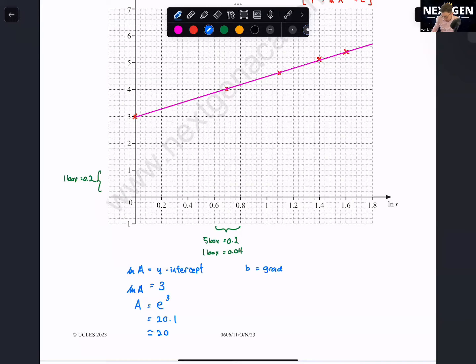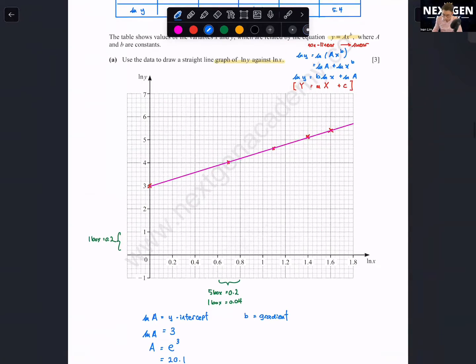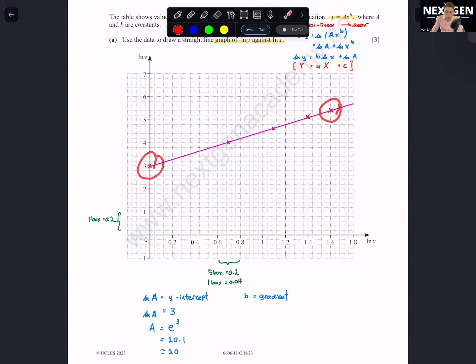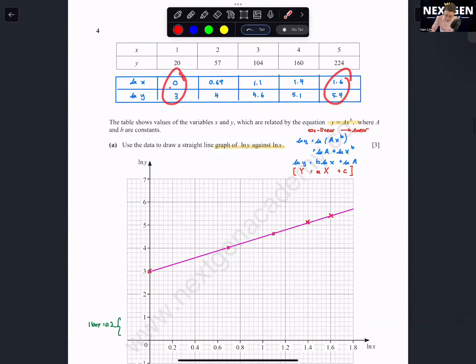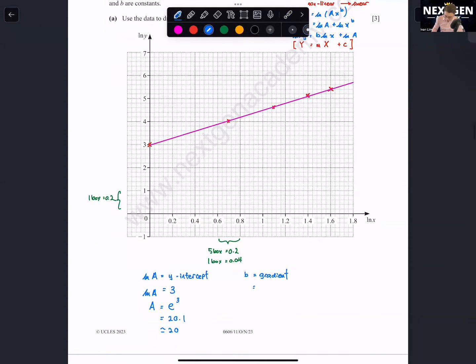The value of b is your gradient. For me, I won't go and find a new point because you look at the points here, it passes through. I will assume that if I draw it out accurately, it passes through all the points. What I'll do is just take the first point and the last point, then put into the formula y2 minus y1 over x2 minus x1. The first point is 0, 3, and then 1.6, 5.4. Got it? So put into here, 5.4 minus 3 over 1.6 minus 0.